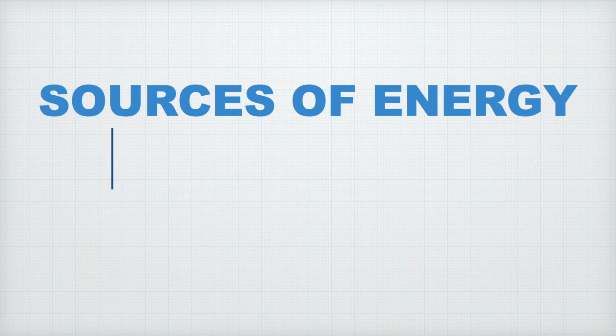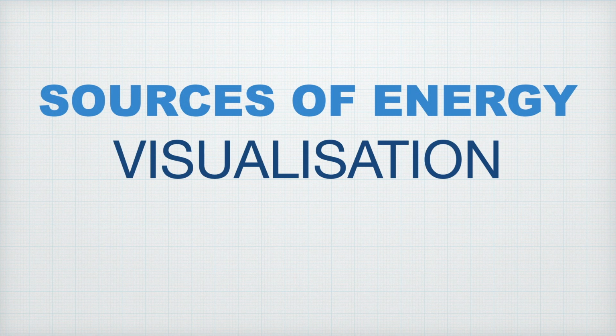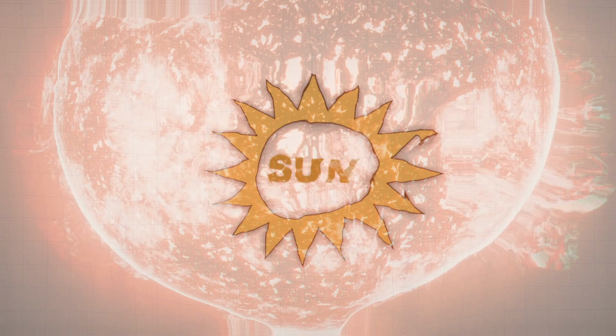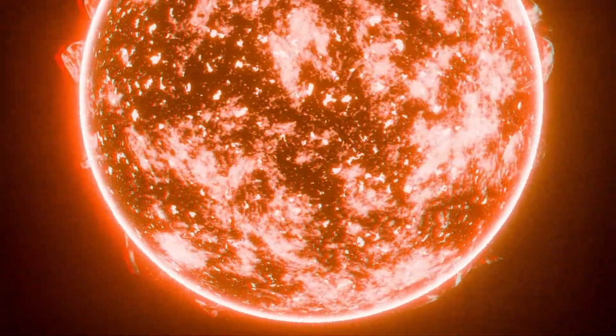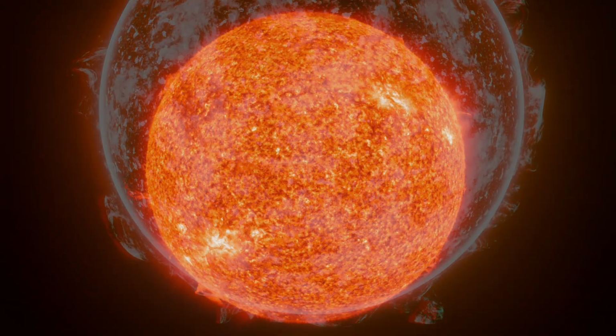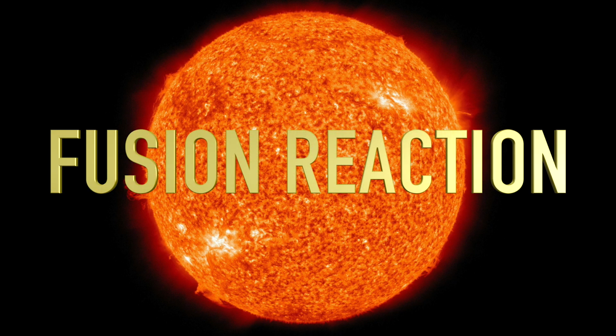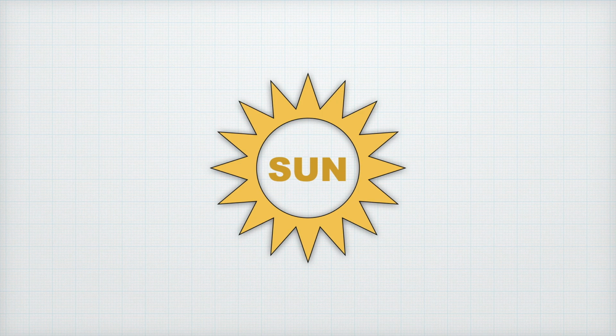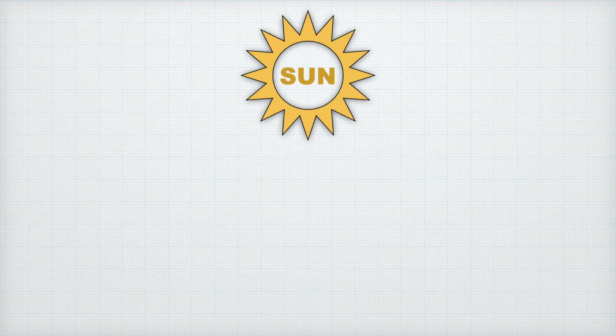In this video, we are going to look at an overview of the sources of energy on the Earth. So let's begin with the Sun, which is the most important source of energy for our planet. The Sun is a star at the center of our solar system, and the energy it produces originates from the fusion reaction happening inside its core. The Sun radiates this energy all around, and some of that energy hits Earth.